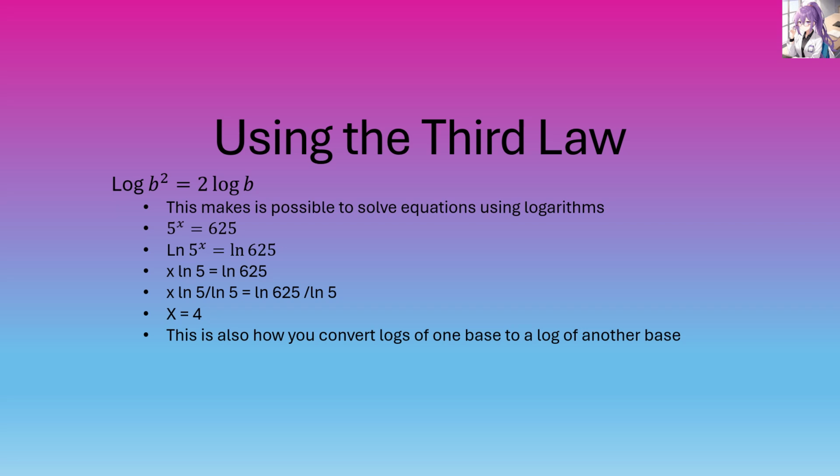So then we rewrite the equation as log 5 to the x equals log of 625. Essentially, we're taking the log to both sides, because in algebra, whatever we do to one side of the equation, we have to do to the other. Then we can rewrite it using the laws of exponents. So it is equal to x times the log of 5 is equal to log 625. Now in the next step, we're simply going to divide both sides by the log of 5, and we should get x equals 4, which I just checked on my calculator, and that is indeed correct. This is how you convert logs of one base to another base as well, by the way.